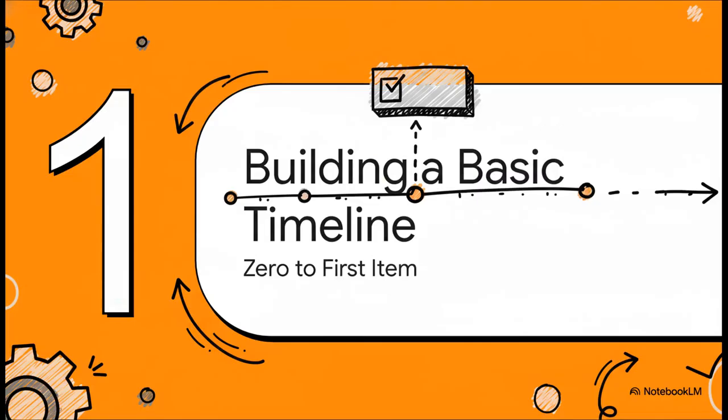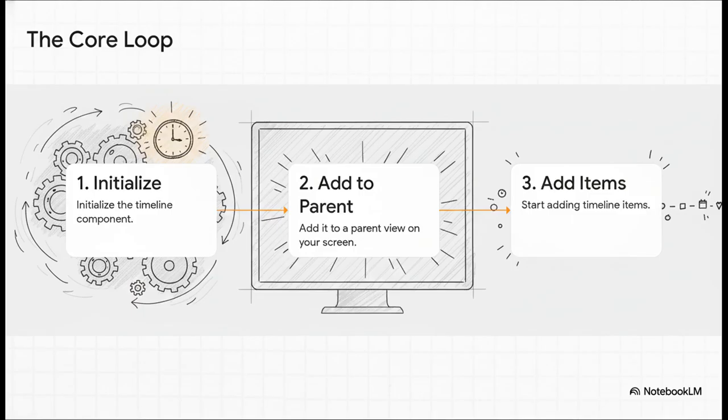All right, so where do we even begin? Let's start at the very beginning, square one. We're going to get a timeline on the screen and add our very first item to it. And trust me, it's way easier than you'd think. It really just boils down to these 3 simple steps. That's it. First, you initialize the component. Second, you just add it to a parent view, like a panel you already have on your screen. And third, you start adding your items.